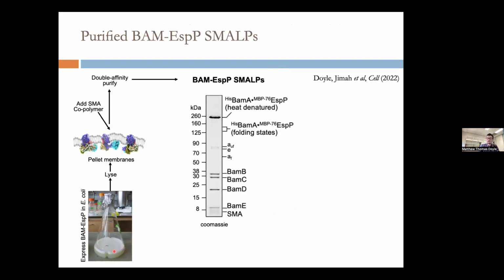So take the bacteria that are expressing BAM and this stored version of ESPP. They express it as a pool of molecules that are trapped in this intermediate stage of hybrid barrel. Take the membranes, add the polymer, get discs, affinity purification, and voila, we got the protein. And so then we started doing Cryo-EM. All right.